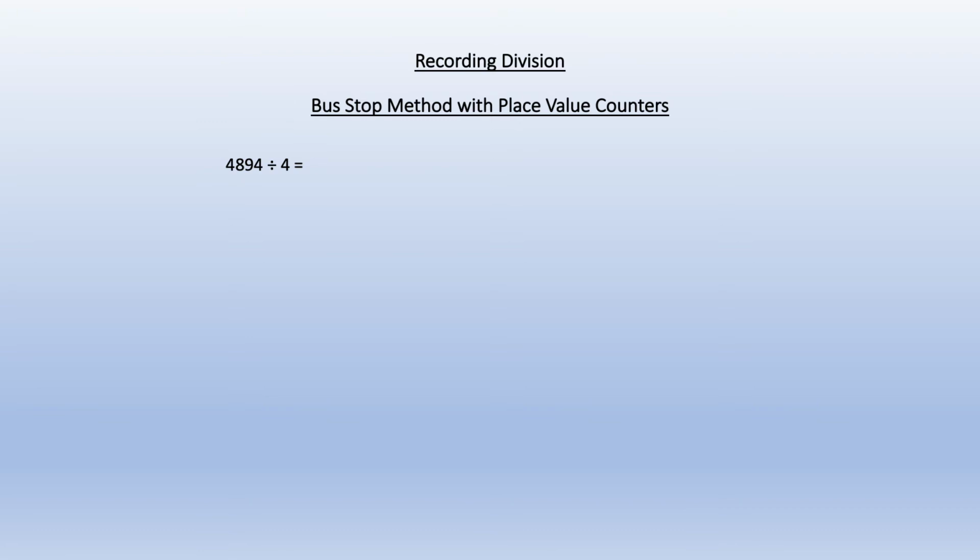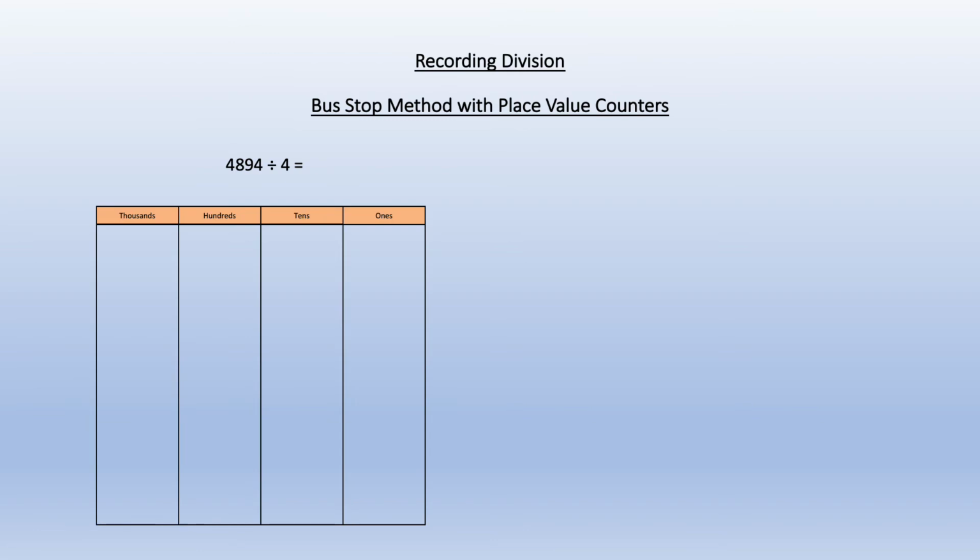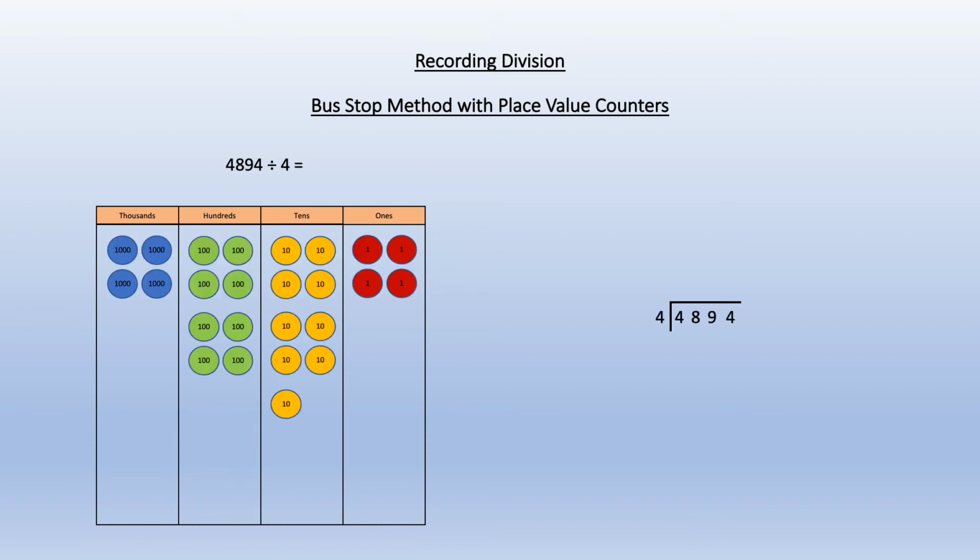My example here is 4,894 divided by 4. I draw a grid with thousands, hundreds, tens and units. I partition the 4-digit number into 4 thousands, 8 hundreds, 9 tens and 4 ones. I write the question in the standard bus stop division format on the right. Now, because we're dividing by 4, we will look for groups of 4 in each place value and record them in the bus stop. There is one group of 4 in the thousands, so we circle that and record 1 in the thousands position of the bus stop.